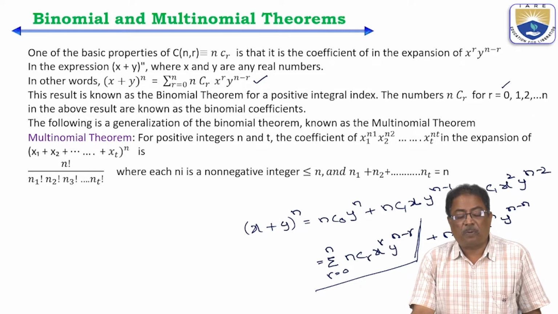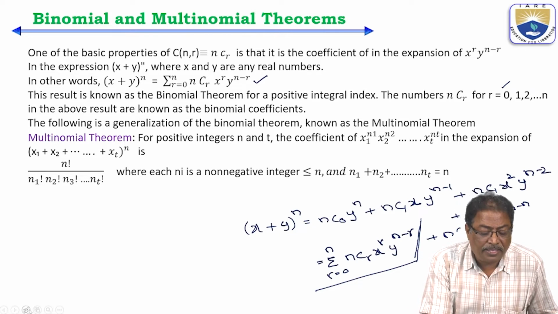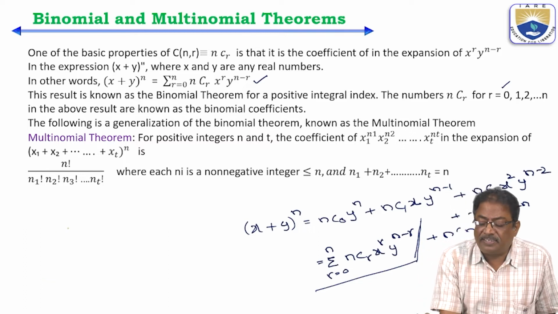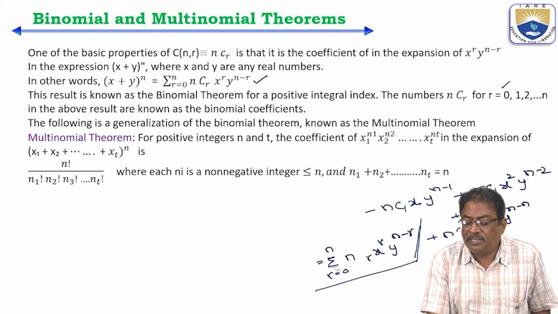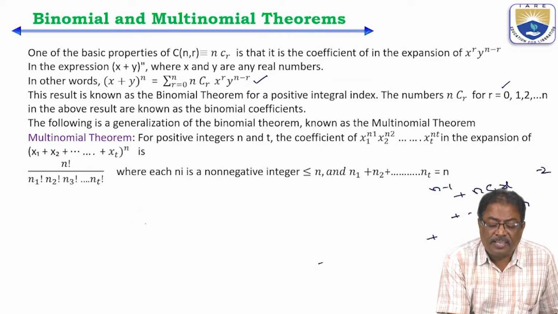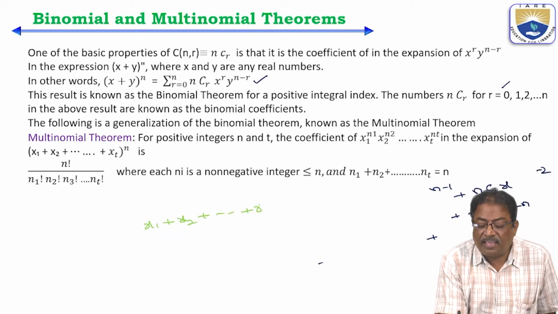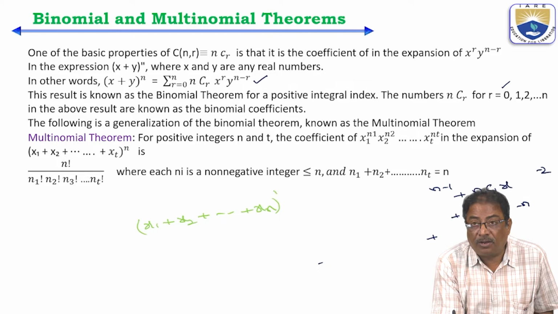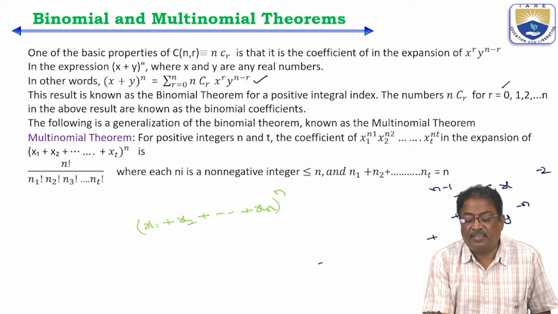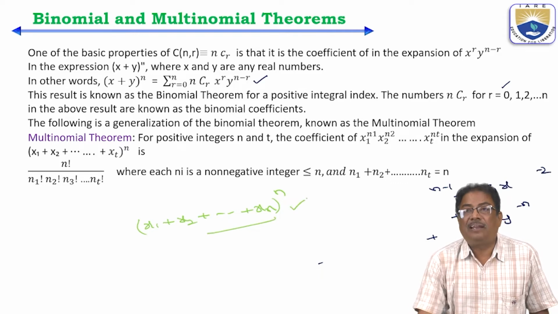Similarly, if you are going to expand with many variables, let us consider x1 plus x2 plus and so on plus xn, whole to the power of n. If you expand this, then this is known as the multinomial theorem.